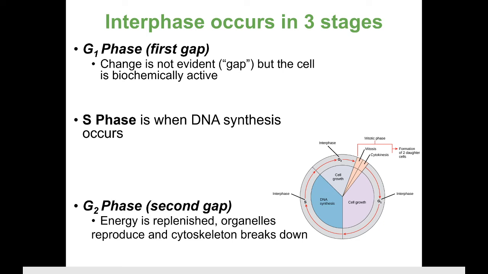Your organelles reproduce, because if you're going to create 2 cells from one, you obviously have to have much more organelles present in order for the cell to live. And then lastly, you have something called a cytoskeleton breaking down. Don't worry too much about that. Really just focus on energy being replenished and then producing more organelles. And then also in G2, there is some cell growth as well.